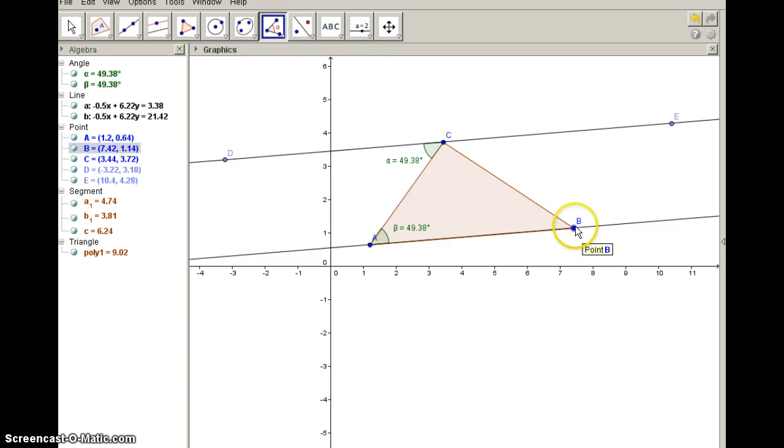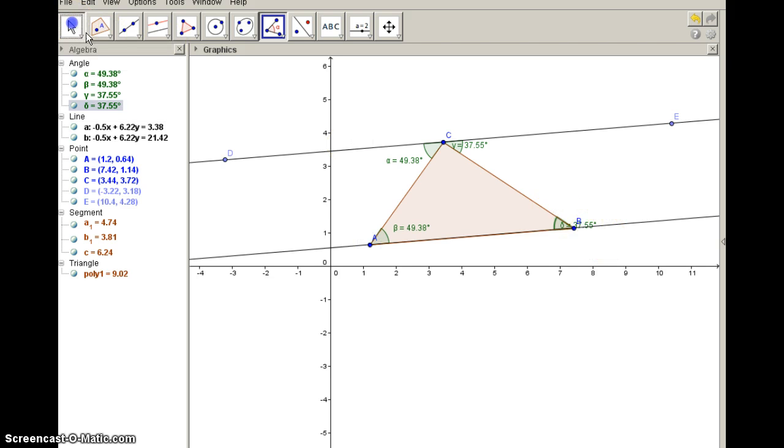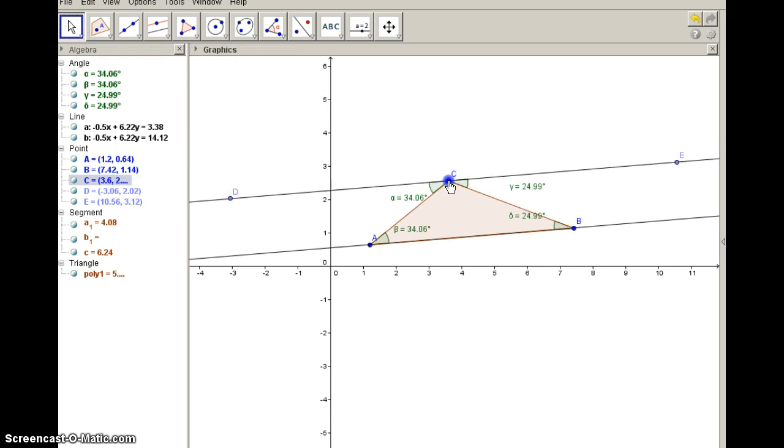And here we go. We'll measure those angles right now. So we have BCE. That one is 37.55, and AB. Let's try the other way. So CBA also measures, you can see, 37.55 degrees. Okay, now that's going to be true even if I move point C and change all those angles.